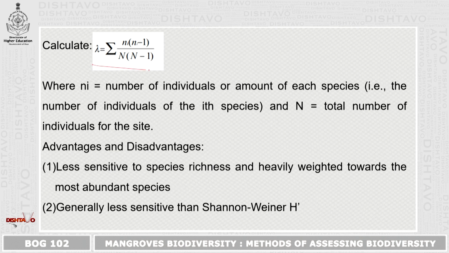This is the formula which is used, where Ni is the number of individuals or amount of each species, that is, the number of individuals of the ith species, and N is the total number of individuals for the site. Advantages and disadvantages: this is less sensitive to species richness and heavily weighted towards the most abundant species. Generally, less sensitive than the Shannon-Wiener index.